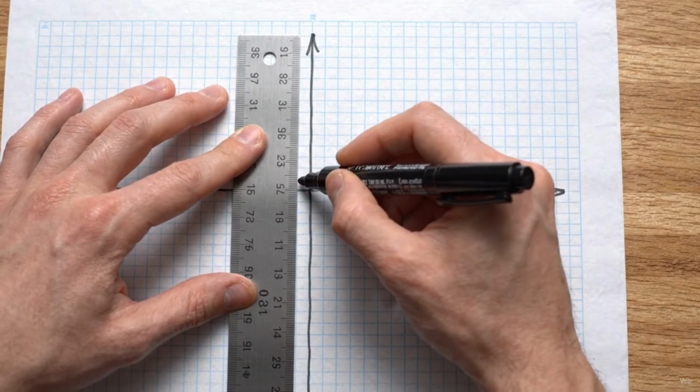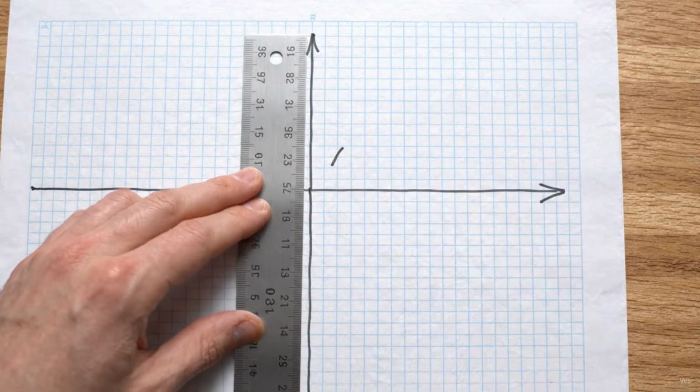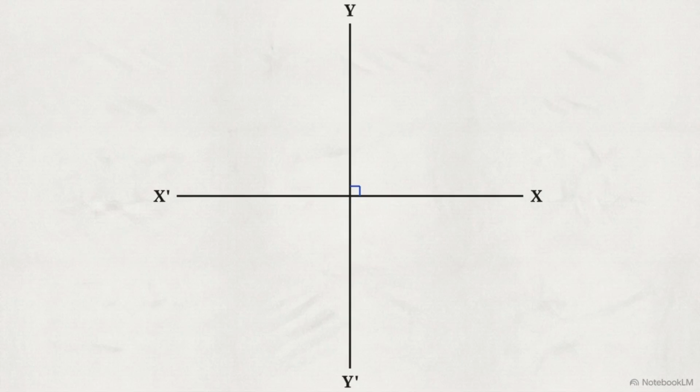First, build your framework. Use a ruler to draw two straight lines that intersect at a right angle in the middle of your graph paper. Identify the horizontal line as the x-axis and the vertical line as the y-axis. The exact spot where these two lines cross is our starting point, the origin, and its coordinate value is 0 on both the x and y axis.